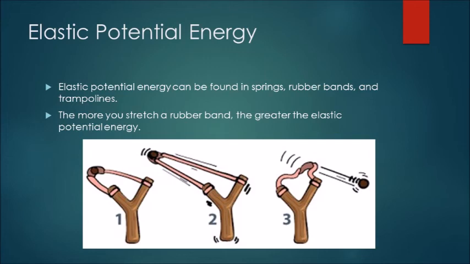So like in this picture with the slingshot here, in part 1, where the ball is being pulled back, there's not a lot of potential energy. In the second step, the rubber band is pulled back much farther. You can see that it's kind of straining a little bit. There's a lot of force there. Okay, and then the third one, when it's released, the elastic potential energy launches the ball when you let go of the rubber band, because the rubber band snaps back to its original shape.